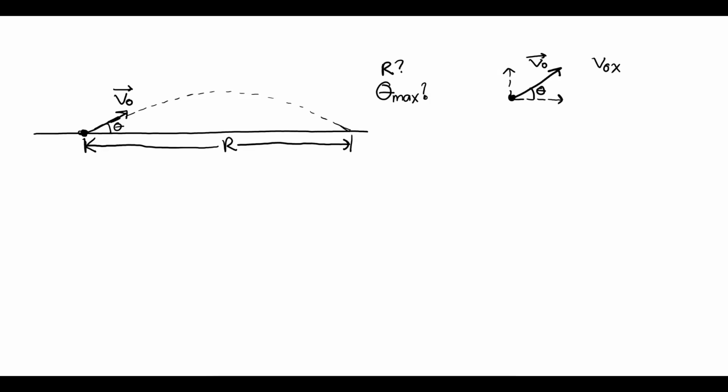This side is a cosine. So this is v naught cosine of theta, and this is v naught sine of theta. So we have our initial x velocity is v naught cosine theta. Our initial y velocity is v naught sine theta. So what do we get? We get v naught x and v naught y.